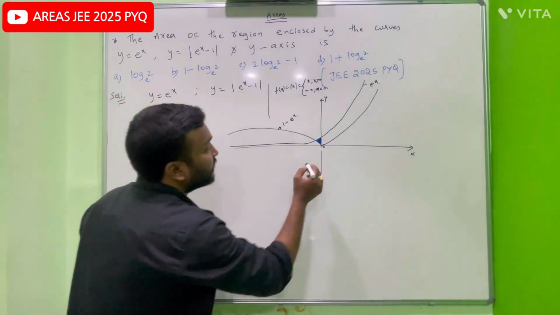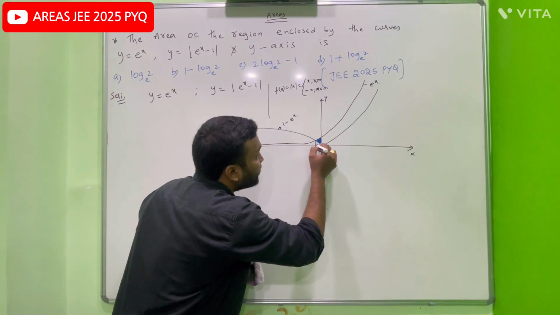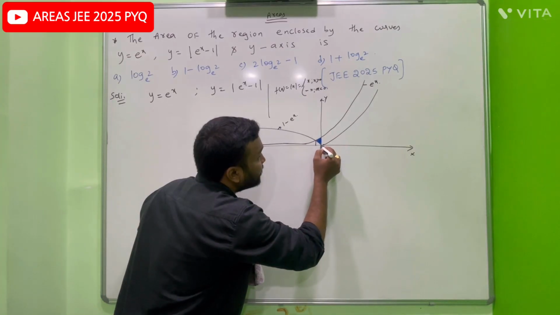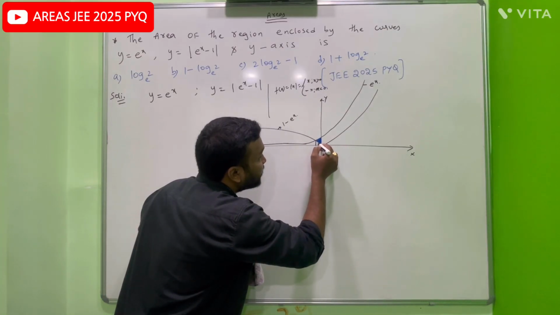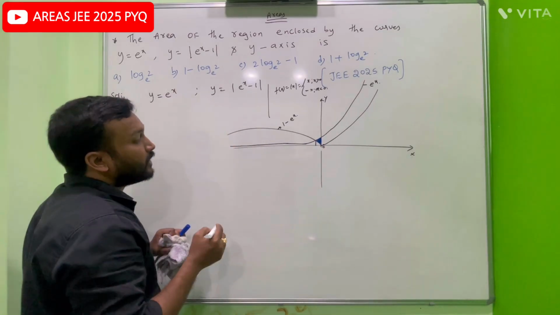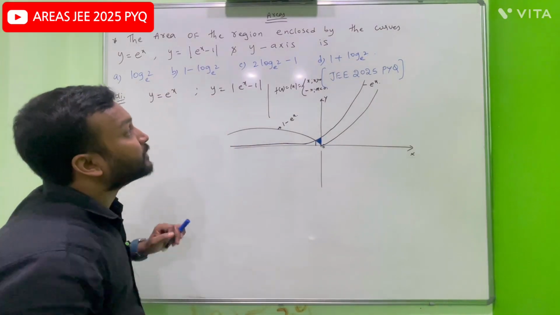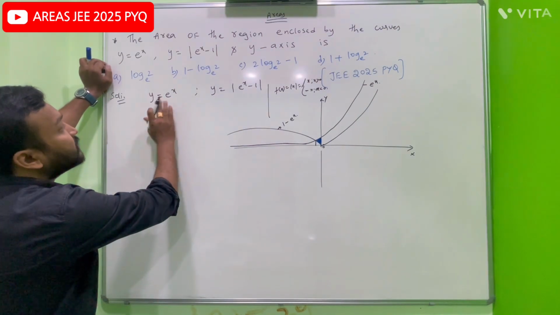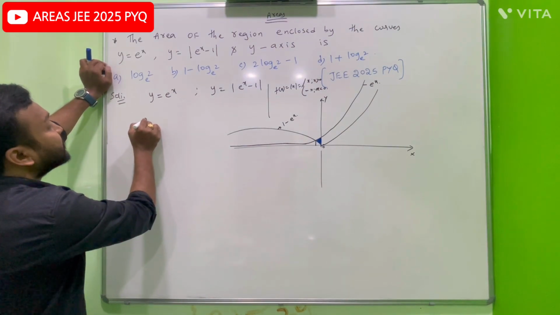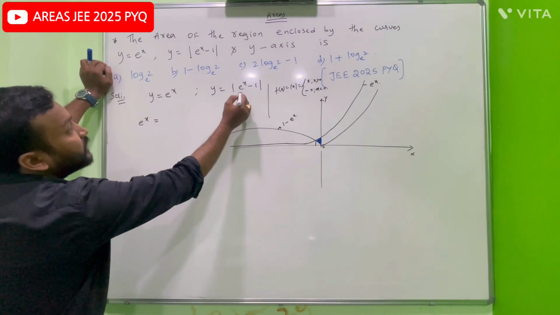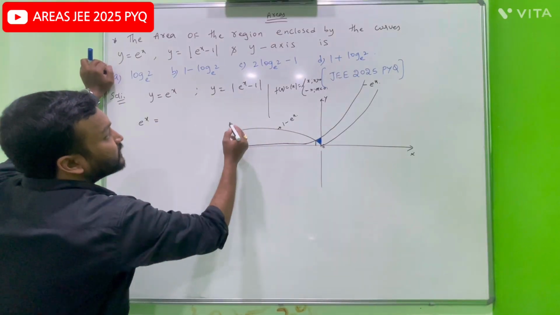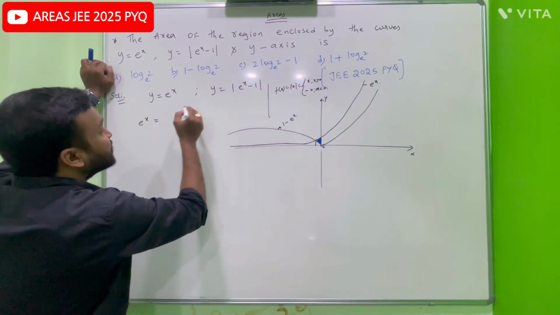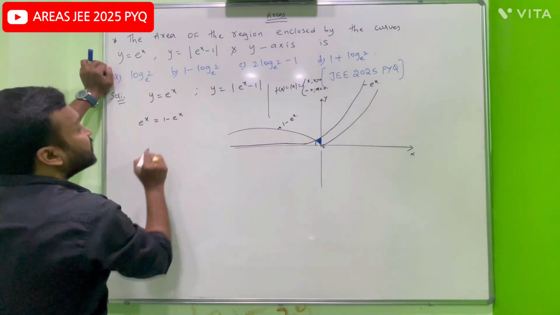First I want to find the limits: lower limit and upper limit. The upper limit we know is 0. The lower limit we have to find. From y is equal to e power x, we equate e power x with the negative side of e power x minus 1, that is minus of e power x minus 1, which means 1 minus e power x.